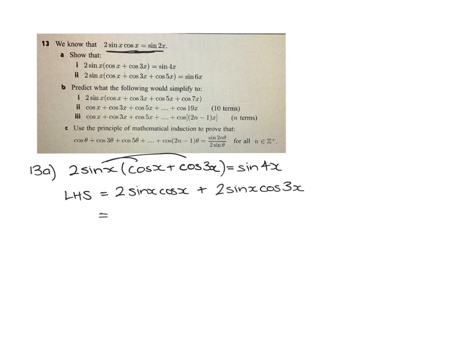Sine 2x plus 2 sine x cos x is equal to sine 2x. Yep. So we know that from what was given to us in the question, from this bit at the top. Okay, so 2 sine x cos x is equal to sine 2x plus 2 sine x cos 3x. Now, what can we do now? Because we're not there yet. We're still not at sine 4x.